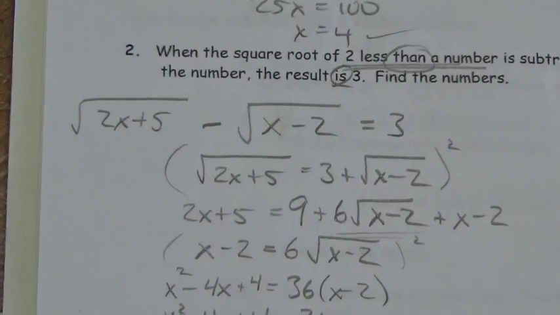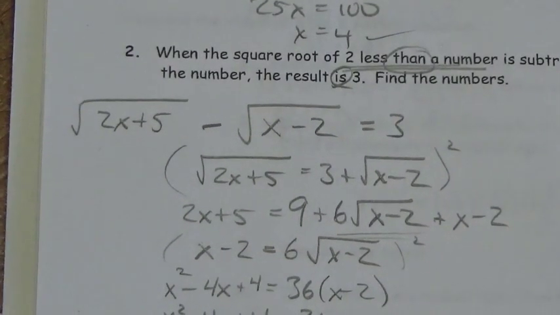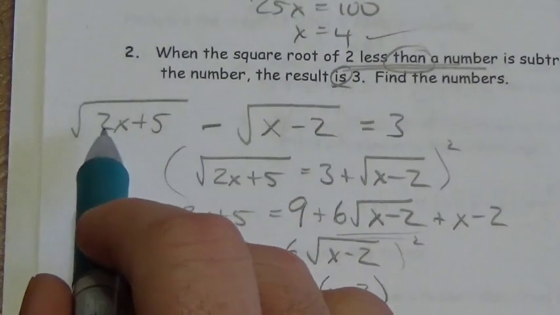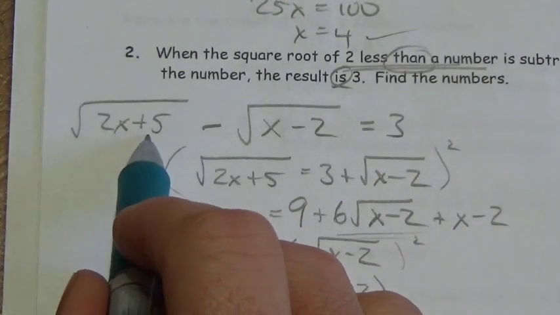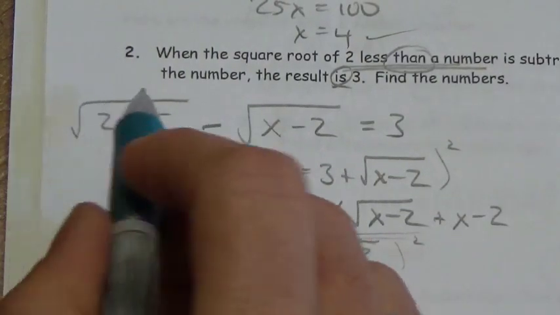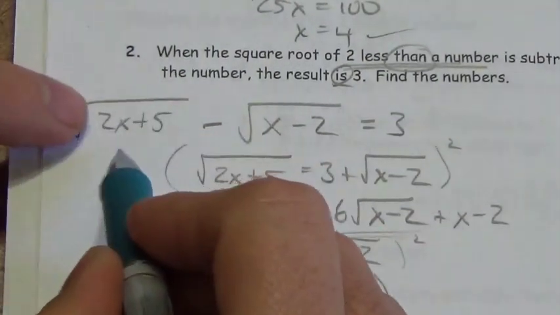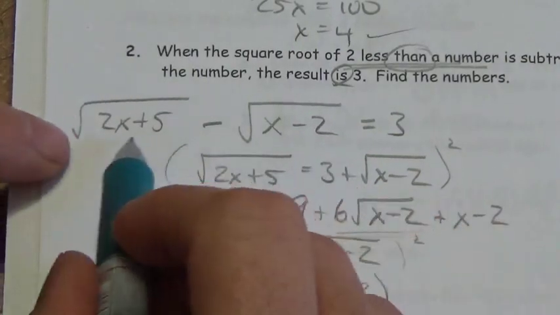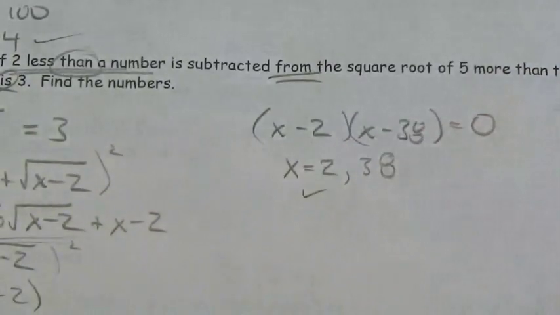So the easiest, most straightforward thing you can do right now is just plug in the two numbers. Let's plug in 2. So 2 times 2 is 4, plus 5 is 9. The square root of 9 is 3. Okay, so this thing here becomes 3. 2 minus 2 is 0. The square root of 0 is 0. 3 minus 0 is 3. So, hey, 2 works. Perfect.